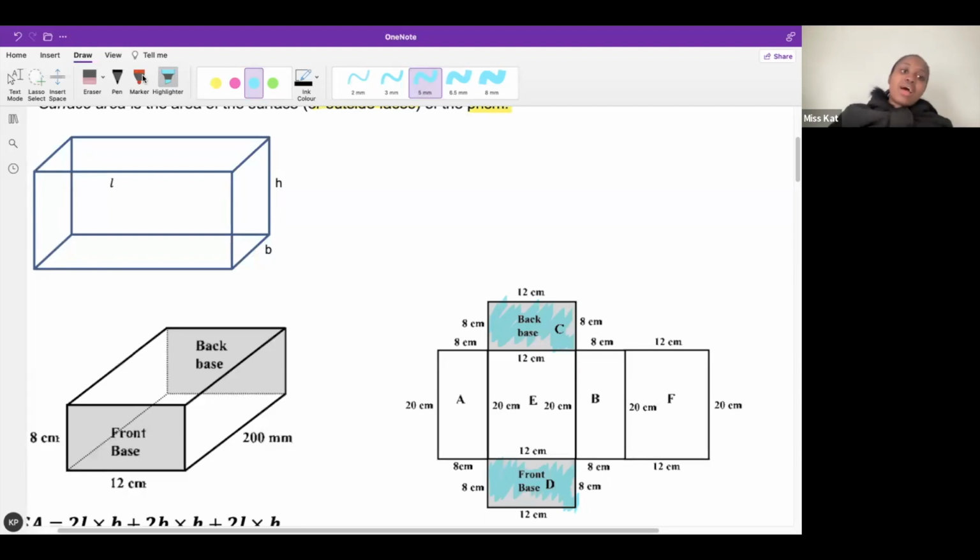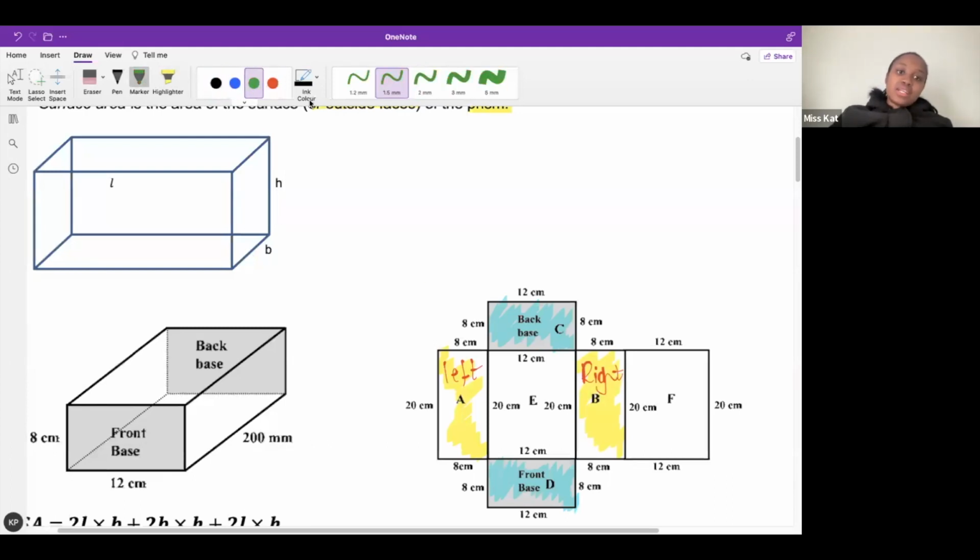Now let's go to A and B. A and B are the left and right rectangles. Left and right. Okay, they are also the exact same rectangle. So if you find the area of A, you can multiply the area of A by 2. Okay, I'm highlighting them to show you which ones are the same.